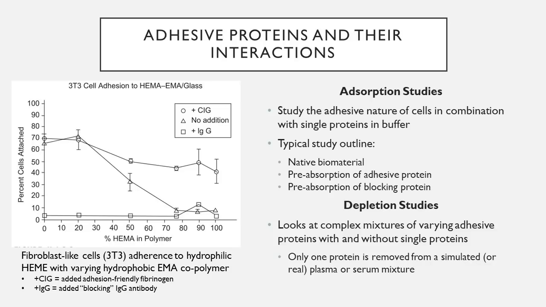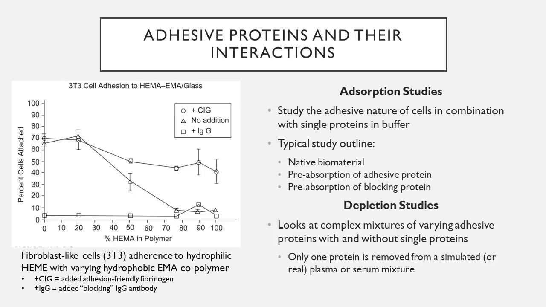that particular material. So for instance, on the graph on the left, we're looking at the results of a study that analyzed fibroblast-like cells, these 3T3 cells, as they adhere to polymers and copolymers of ethyl methacrylate with certain percentages of hydroxyethyl methacrylate within that copolymer. The three different test conditions under variable amounts of HEMA in this polymer are the cells by themselves in just plain buffer, cells with the addition of adhesion-friendly fibrinogen, and then the introduction of a blocking antibody that prevents the adsorption of any adhesive proteins.